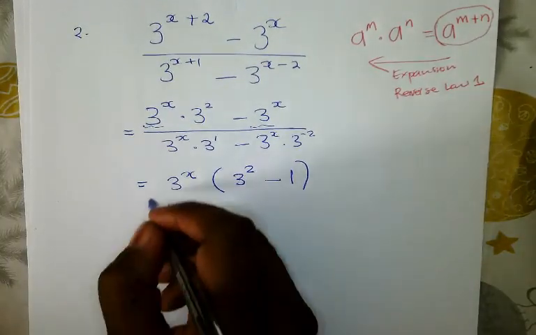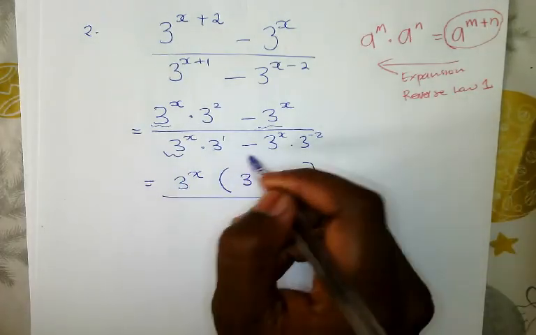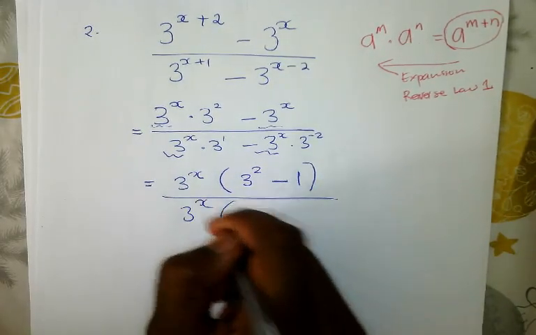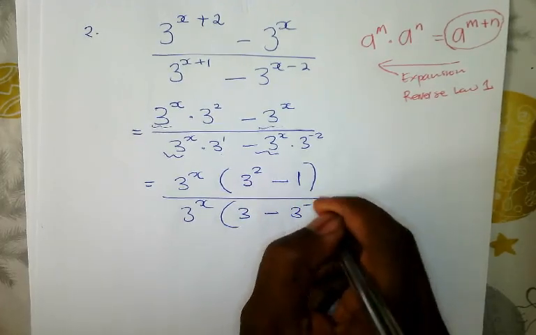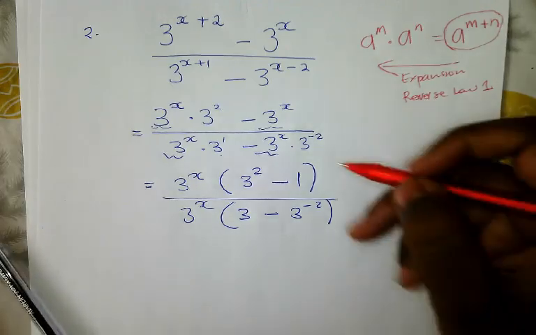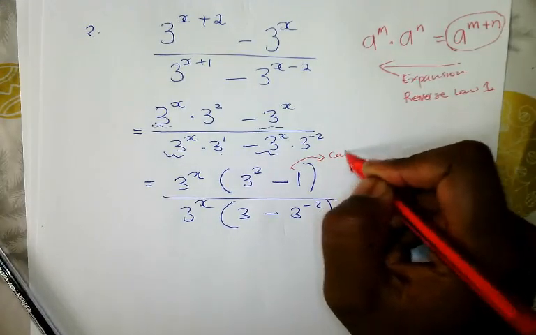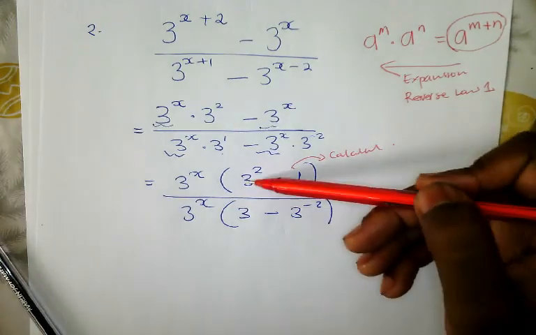And then underneath, the common factor is 3^x again. Take out 3^x, what am I left with here? 3 minus 3^-2. So once you're here, the calculator does the job for you. Press this whole thing in the calculator. You can work it out. 3 squared is 9, 9 minus 1 is 8.